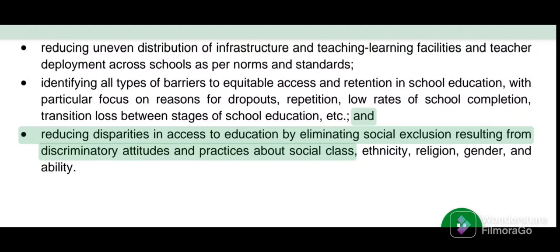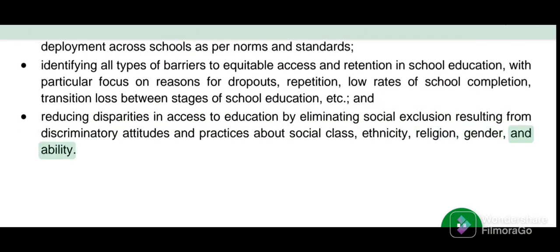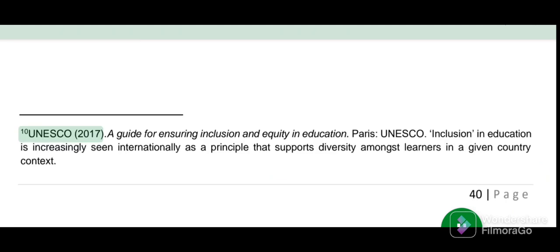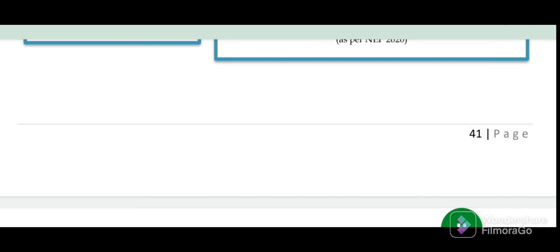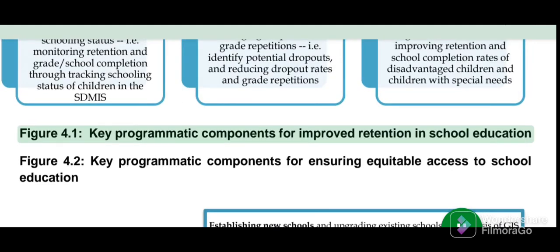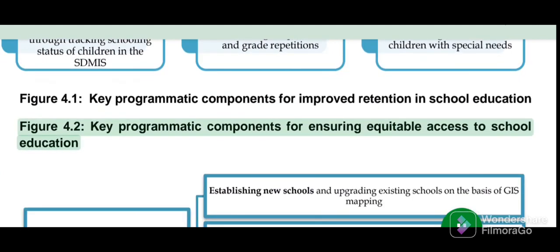And reducing disparities in access to education by eliminating social exclusion resulting from discriminatory attitudes and practices about social class, ethnicity, religion, gender, and ability. UNESCO 2017. A Guide for Ensuring Inclusion and Equity in Education. Paris, UNESCO. Inclusion in education is increasingly seen internationally as a principle that supports diversity amongst learners in a given country context. 41 PAGA. Figure 4.1 Key Programmatic Components for Improved Retention in School Education. Figure 4.2 Key Programmatic Components for Ensuring Equitable Access to School Education.